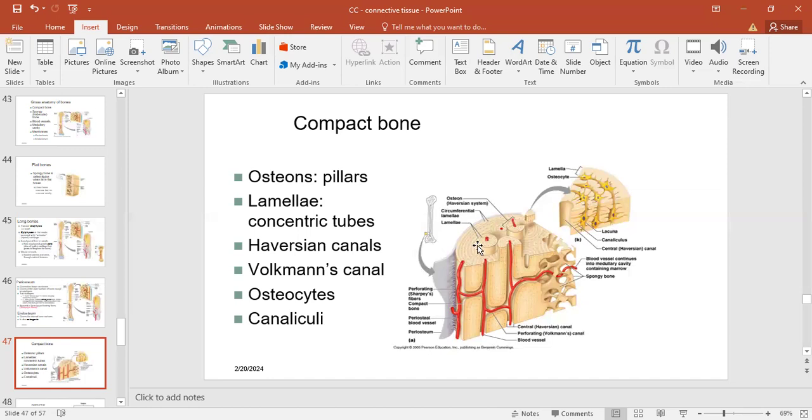So we are saying osteons are these pillars, made up of the osteoid that has been calcified, and those layers are known as lamellae. The lamellae have spaces where they have trapped osteocytes. Osteocytes communicate with one another through small channels known as canaliculi. The Haversian canals in the middle of each osteon communicate with the next Haversian canal through small channels known as the Volkmann's canal. Any questions?